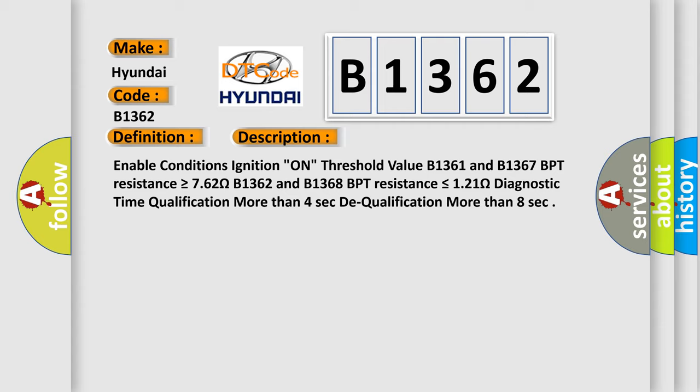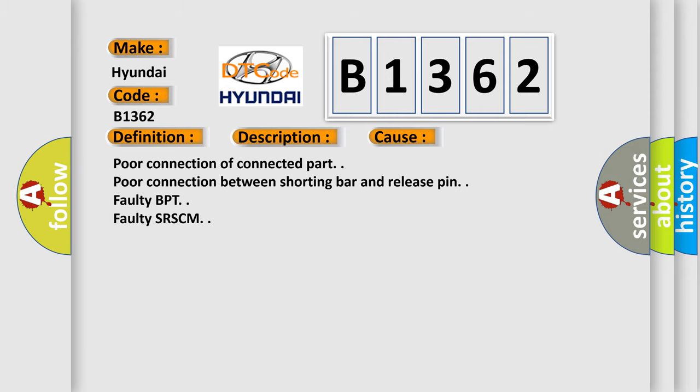Enable conditions: ignition on, threshold value B1361 and B1367 BPT resistance is greater than or equal to 7.62 ohms, B1362 and B1368 BPT resistance is less than or equal to 1.21 ohms, diagnostic time qualification more than 4 seconds, de-qualification more than 8 seconds. This diagnostic error occurs most often in these cases: poor connection of connected part, poor connection between shorting bar and release pin, faulty BPT, faulty SRSCM.